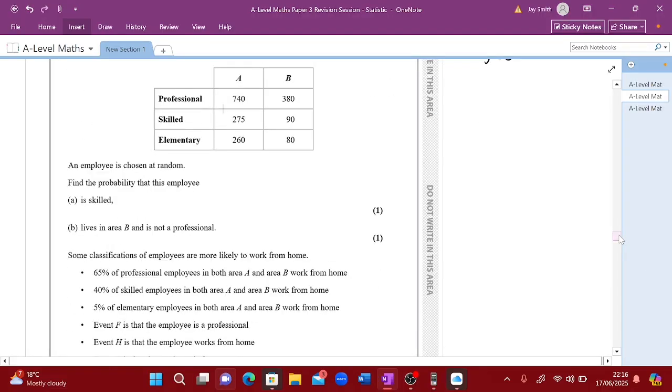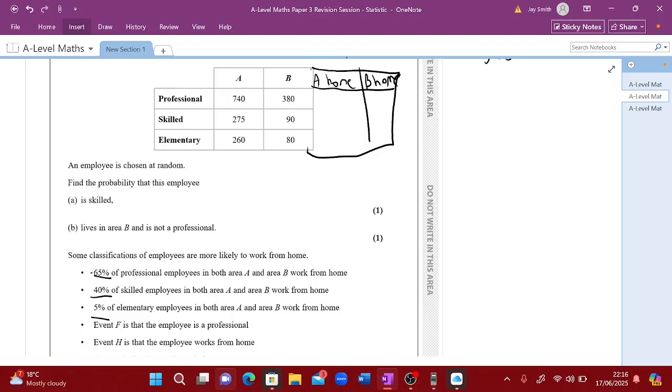Okay, so let's work that out. I'm going to bear these in mind first of all: 65%, 40%, 5%. Where do I write the data? I'll tell you what, I'm going to extend the table. Probably messy. I'm going to say A home and B home, and that represents how many from A that are professional, skilled, and elementary respectively that work from home. It's an awful table. There we go, it's a little bit better.